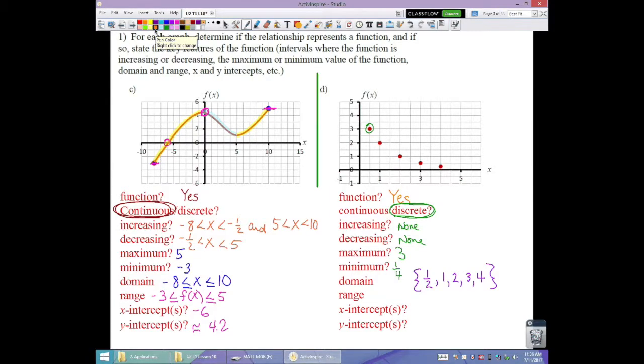The range, I have to do the same kind of thing. I have a point at 1/4, at 1/2, at 1, 2, and 3. So 1/4, 1/2, 1, 2, 3. I don't have any intercepts at all because there are no points lying on the x-axis, no points lying on the y-axis. So I need to say none and none.